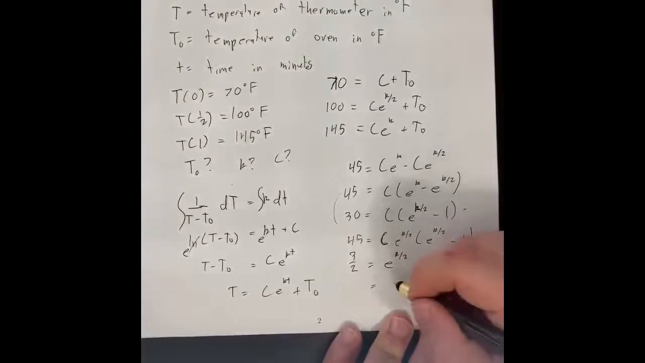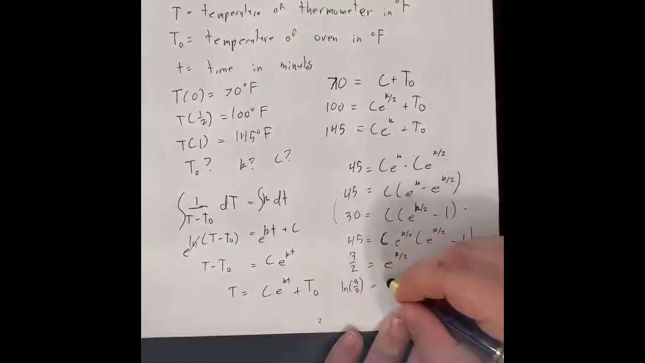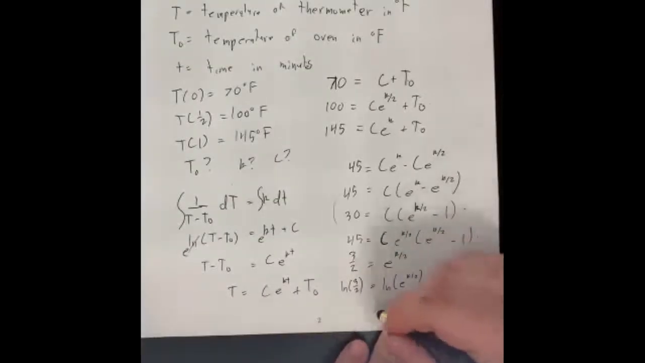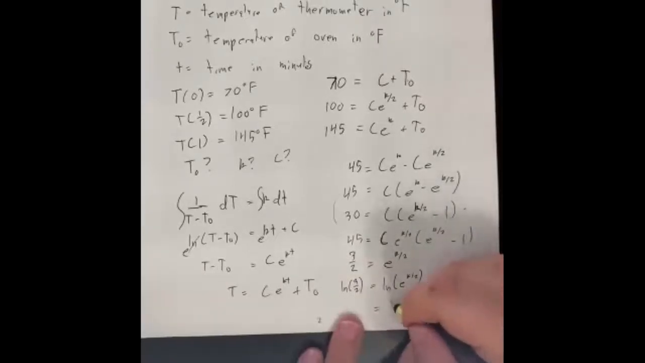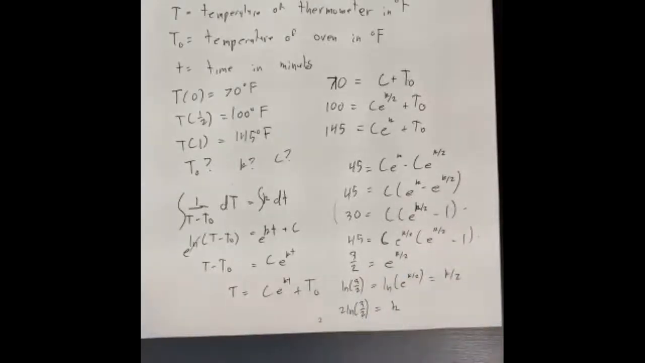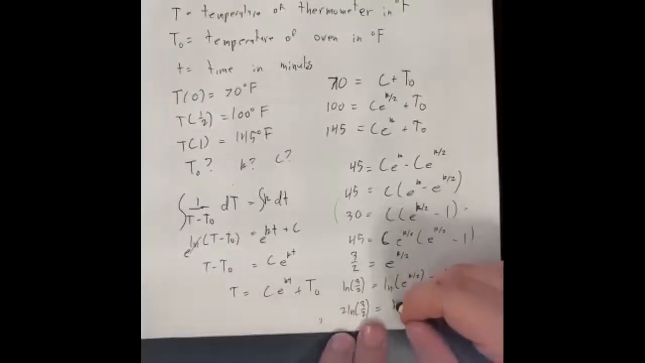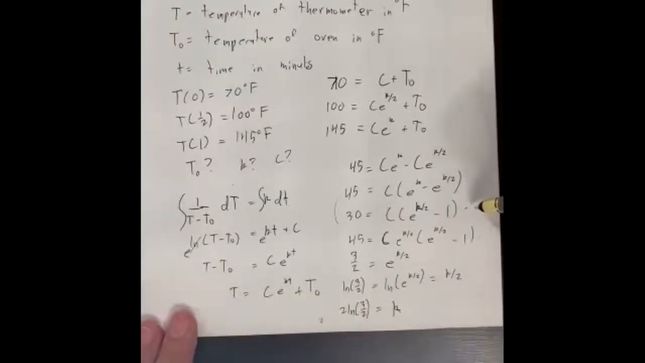That allows us to solve for k. If I do natural log of both sides, e to the k over 2 just becomes k over 2. Multiply the 2 across, and k is going to be 2 natural log 3 halves. All right, so there's k. That's a good step. Now, if I find k, then I can use either of these equations to solve for c, and once I find c, I can use my very first equation to solve for t sub 0. So let's try and do that.